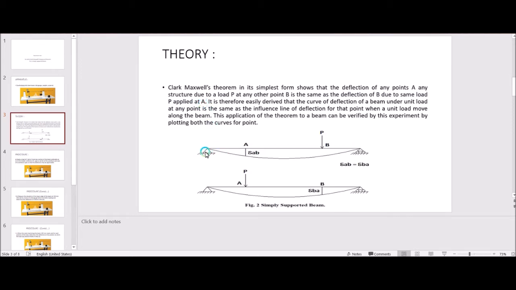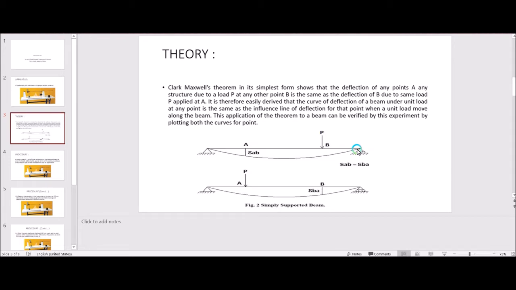So this is a simple beam, and the condition applies that for any structure the material should be isotropic, homogeneous, temperature must remain constant, and the support must be unyielding. That means the support should not sink. So in this condition the material should follow Hooke's law.